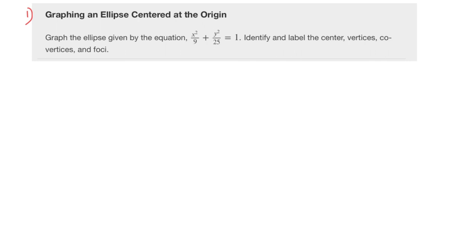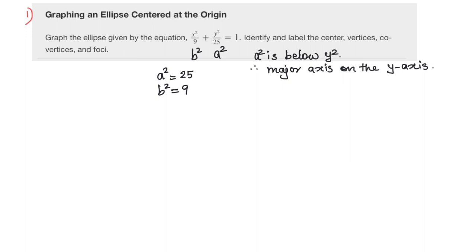And in an ellipse, a is always bigger than b. So this will be a square, this will be b square. If a square is 25, a can be equal plus or minus 5, I'm taking the square root. And b can be equal plus or minus 3, because negative 3 whole square and 3 square both will give you 9.